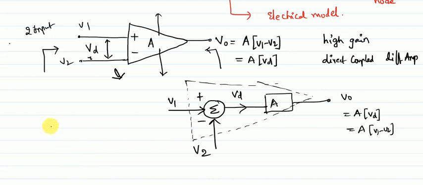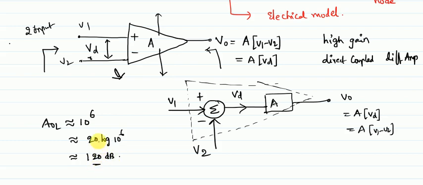Now the open loop gain of an operational amplifier is approximately around 10 power 6. This is a huge value, right? If you write in terms of dB, it is 20 log 10 power 6, so it will be around 120 dB.